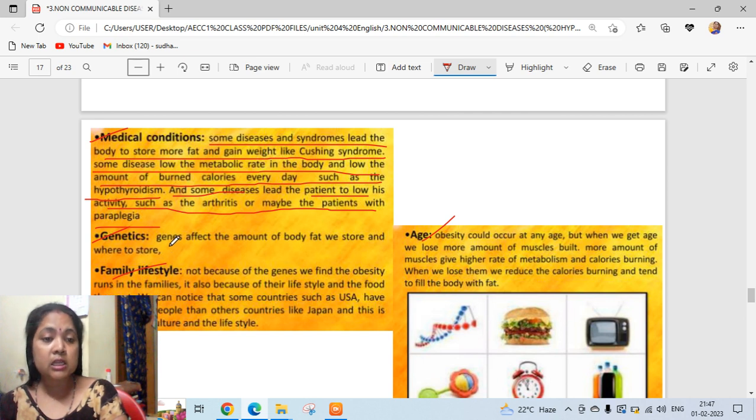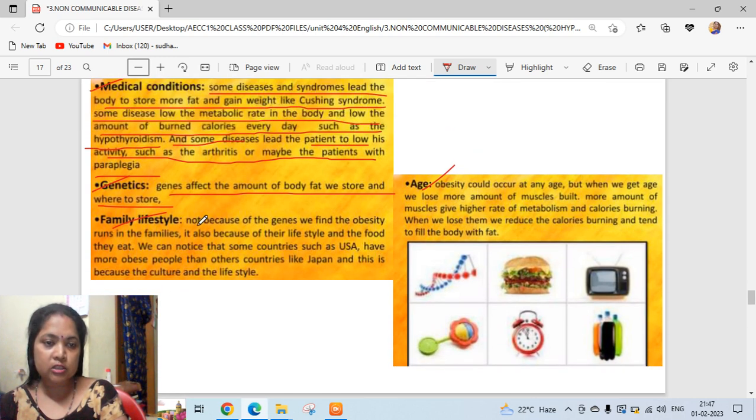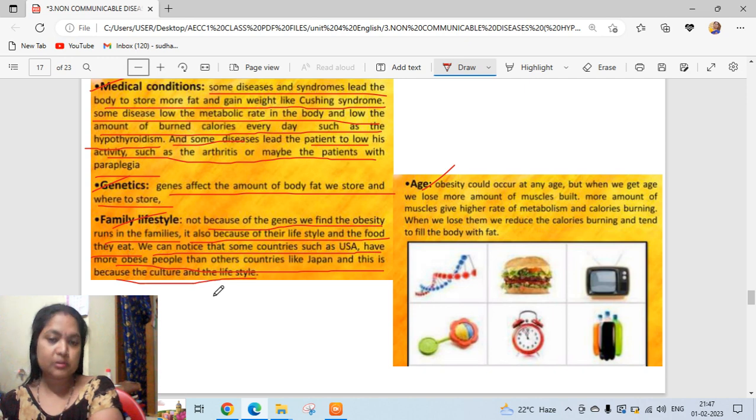Then genetically, genes affect the amount of body fat we store and where to store. Then family lifestyle is also another factor. Not only because of the gene do we find obesity runs in families. It is also because of their lifestyle and the food they eat. So we can notice that some countries such as USA have more obese people than other countries like Japan, and this is because of the culture and their lifestyle.